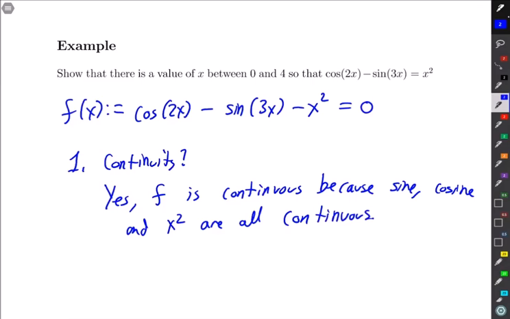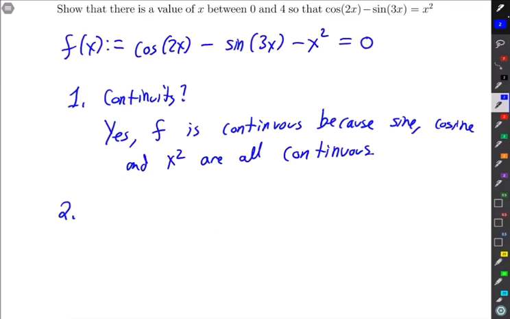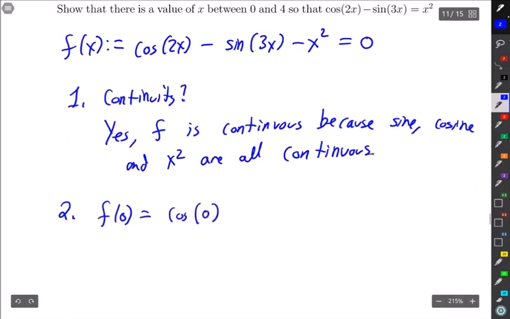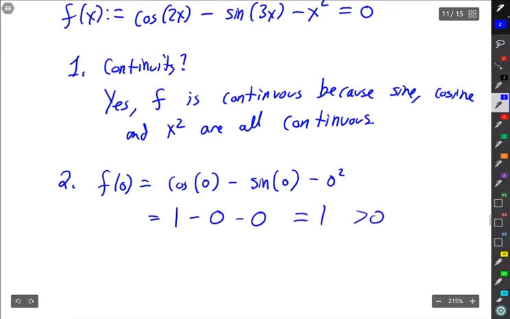Now let's check some values. We're told to look between 0 and 4. So what is f of 0? Well, f of 0 is going to be cosine of 2 times 0 is 0, minus sine of 3 times 0 is 0, minus x squared, which is 0 squared. Well, this is cosine of 0 is 1, sine of 0 is 0, and 0 squared is 0. That's 1, which is positive. Fantastic. Now let's check 4.